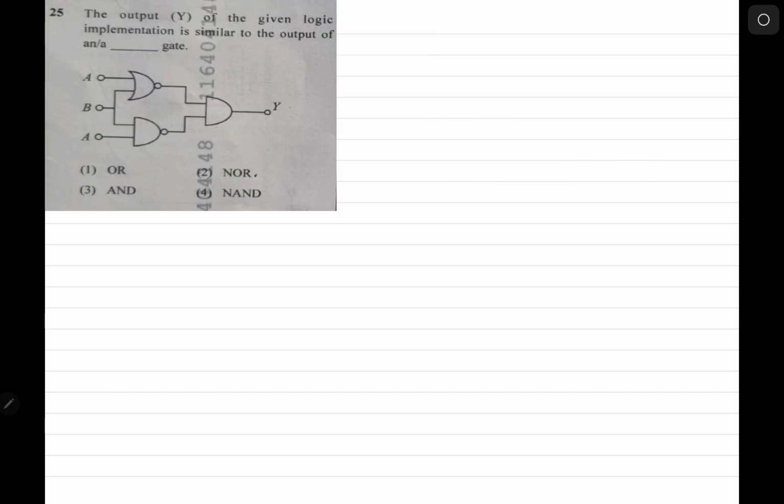Question number 25 is based on logic gates from the semiconductor chapter. We need to find the output, and based on the output we need to decide the gate, meaning the given gate resembles which gate. Let's try to solve it. Here the input is A, here the input is B, here B, here A. This is a NOR gate which will give you (A plus B) whole bar, and this is a NAND gate, which will give you (A B) whole bar.